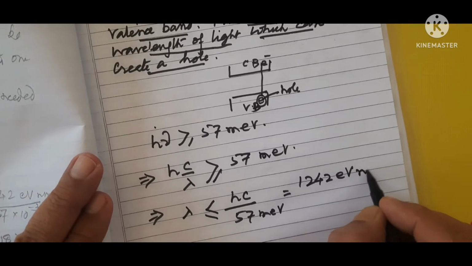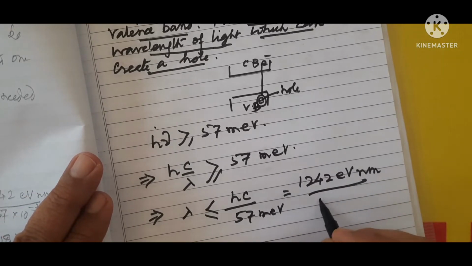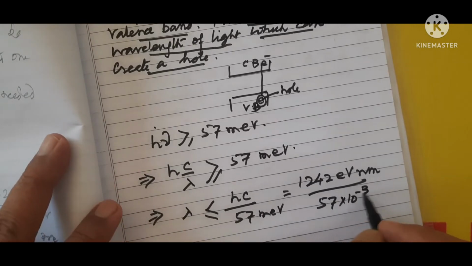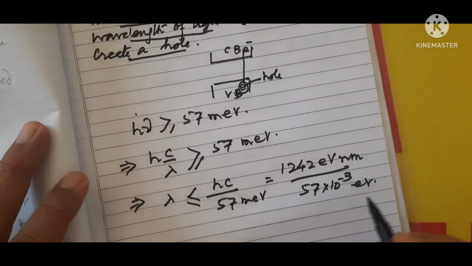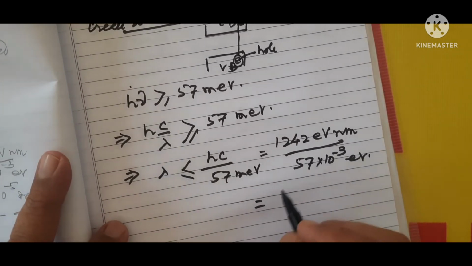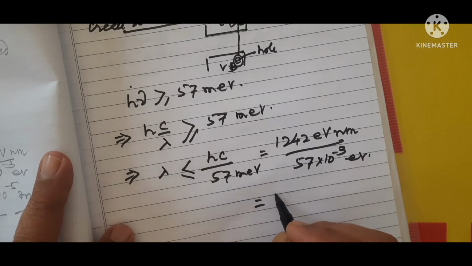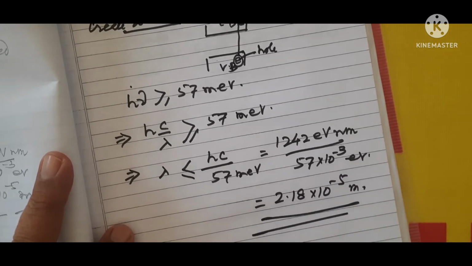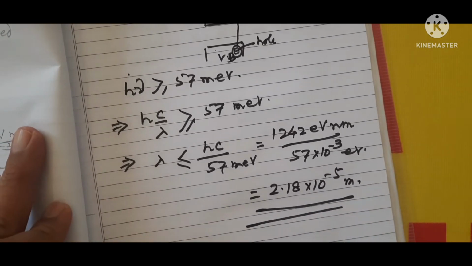And in place of hc we can write 1242 electron volt nanometer by 57 into 10 to the power minus 3 electron volt. So if you calculate it, I am using calculator, you will get around 2.18 into 10 to the power minus 5 meter. That should be your answer.